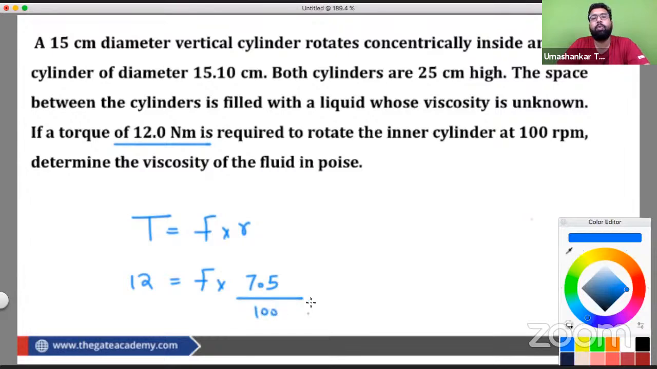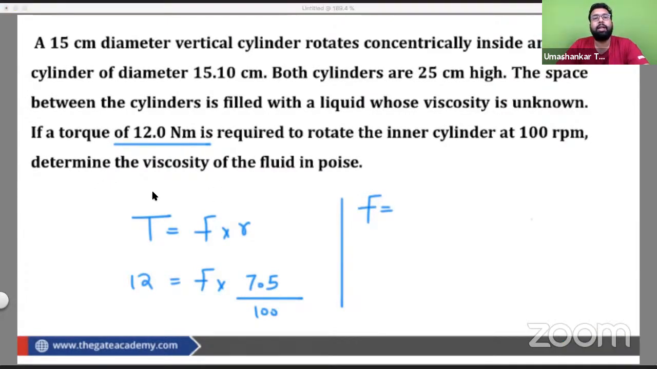And we have to convert it into meter before putting it into this formula, because the torque you are using here is in Newton meter. So we have to change this radius into meter. When we change this radius into meter, it is going to be 7.5 by 100. Now from here we can find the force, right? We can obviously find the force.